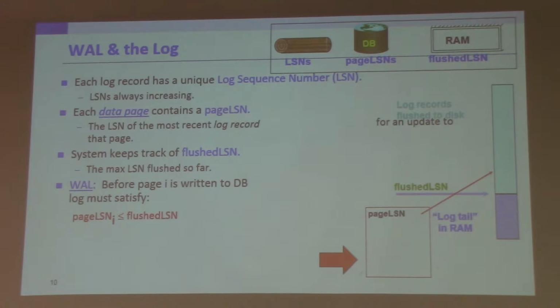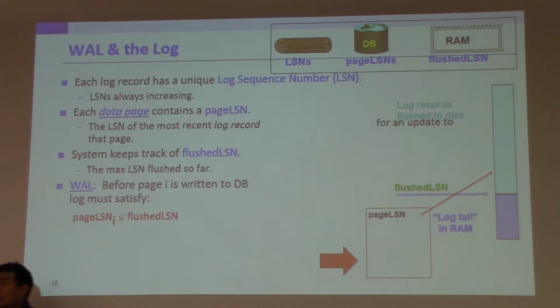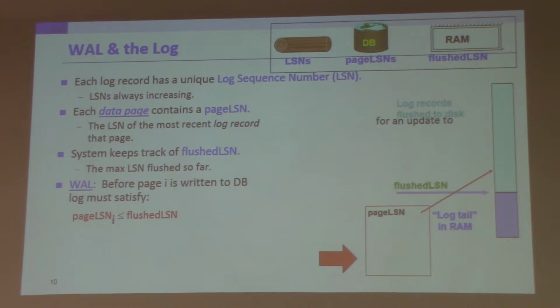And there is something called pageLSN as well. Each page has a pageLSN. The pageLSN is the most recent log record that caused that page to be dirty, meaning the latest update operation applied to that page. And I record that using the pageLSN. Okay, so that's the idea of pageLSN. And another requirement for write-ahead logging, another way to look at write-ahead logging, is this requirement: for any page i, the pageLSN must be less than or equal to flushedLSN. Why is that?